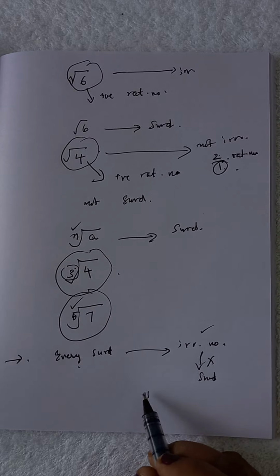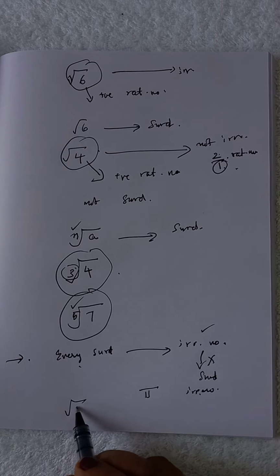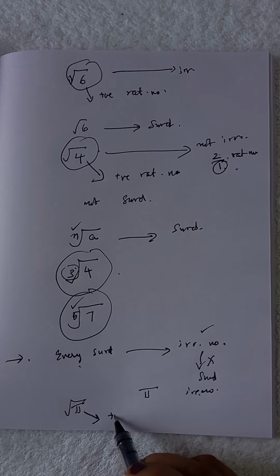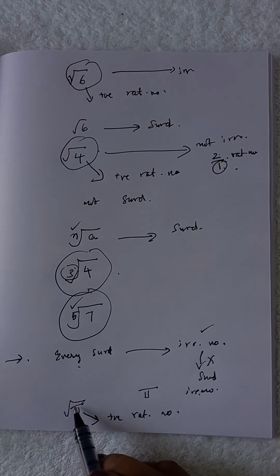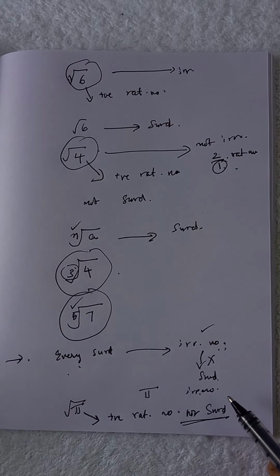For example, if you take pi, pi is an irrational number, but root of pi, the condition for this root pi to be a third is pi should be a positive rational number, but we know that this pi itself is an irrational number, so this is not a third.